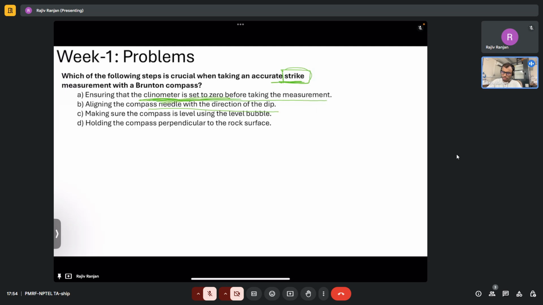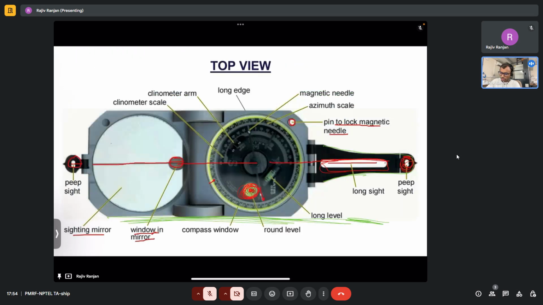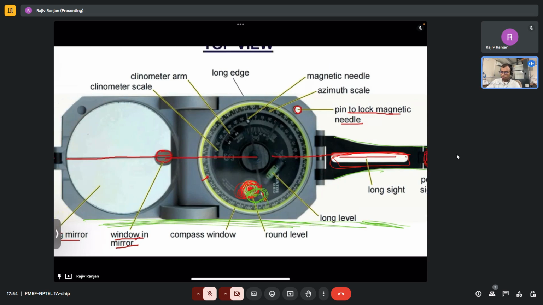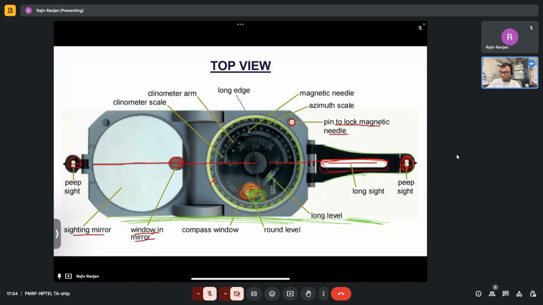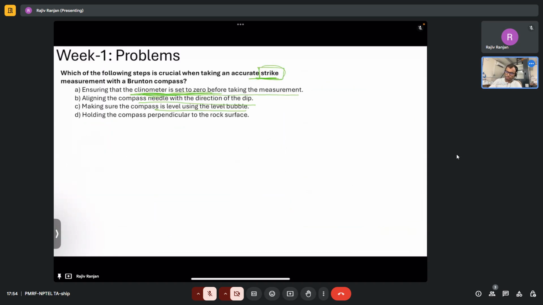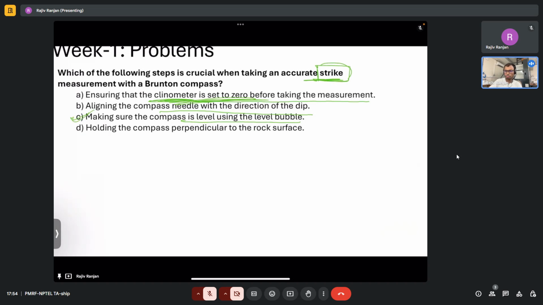Making sure the compass is level using the level bubble. This is what we were discussing in the first question. It is very important that this bubble is in the center. So this seems the correct option. Holding the compass perpendicular to the rock surface.